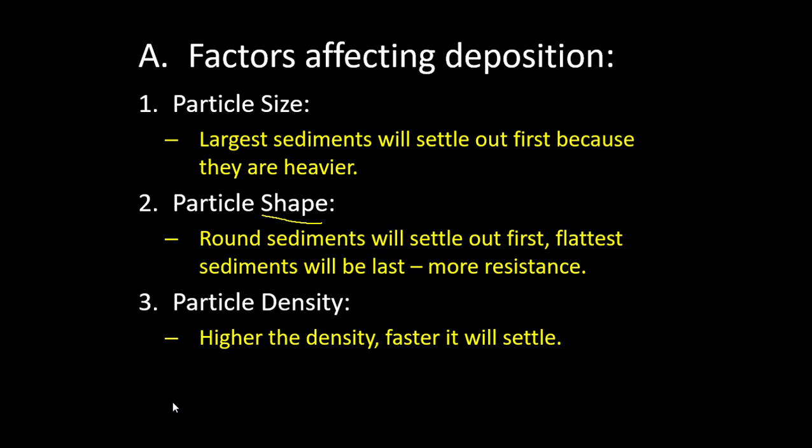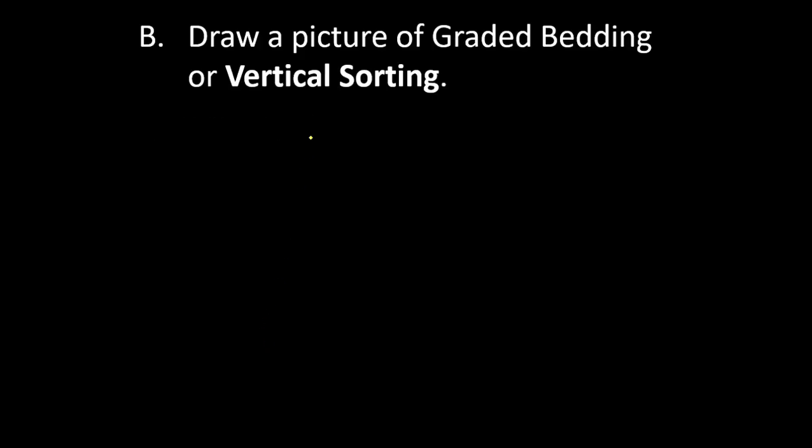Okay, so we can see that these three things are extremely important in determining how something is going to settle out. Now, what does that mean? Well, I took a look at the animations. So now we have something called vertical sorting. This tends to happen in lakes, in the ocean, ponds.